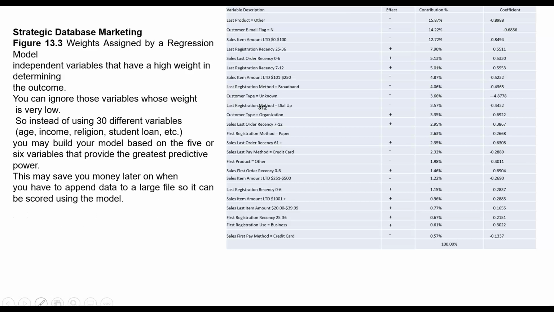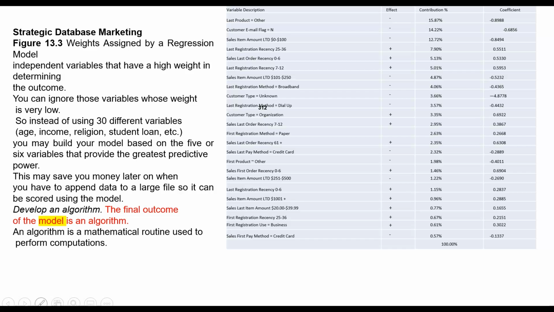It will save you money later on when you have to append data to a large file so it can be scored using the model. You'll only look at 6 variables rather than 30 variables. It's a lot less computation time and a lot less space. So the final outcome of the model is an algorithm, a mathematical routine used to perform computations, which will be made up of the coefficients for different independent variables.